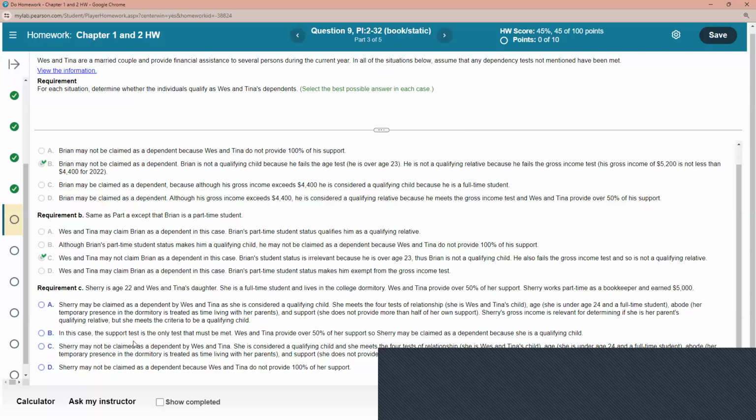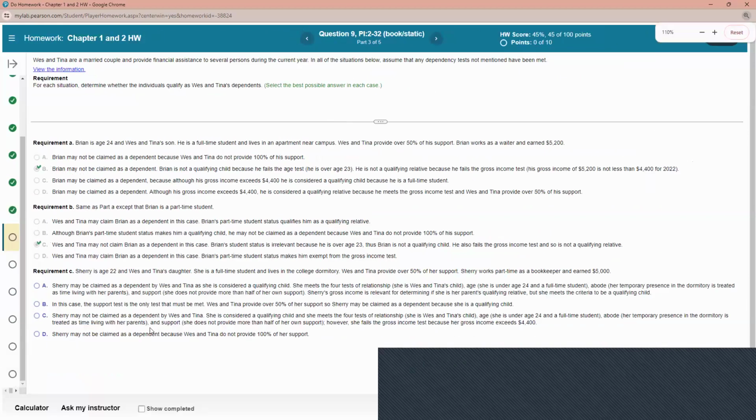B, in this case, the support test is the only test that must be met. Wes and Tina provide over 50% of her support, so Sherry may be claimed as a dependent because she's a qualifying child. This is incorrect. Sherry is above the age of 19, so the additional test requirement is that she needs to be under the age of 24 and in school full-time. So B is incorrect.